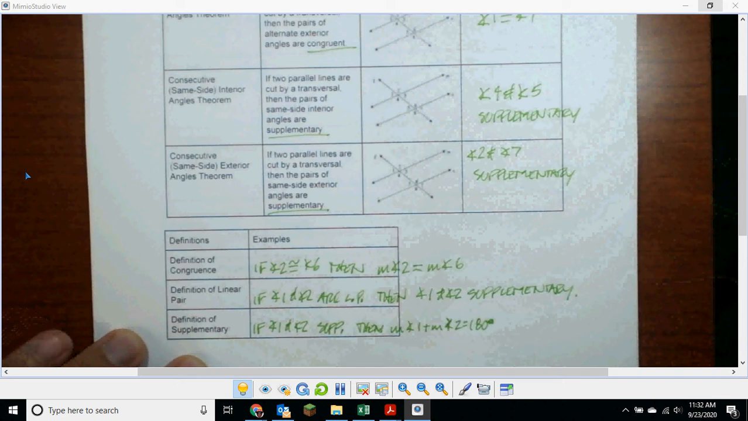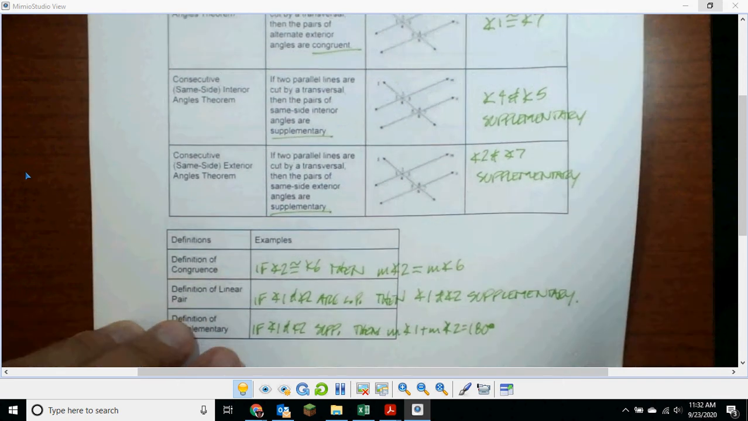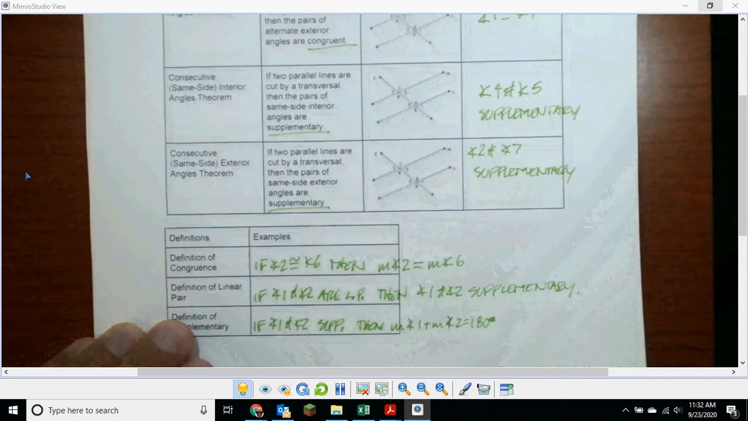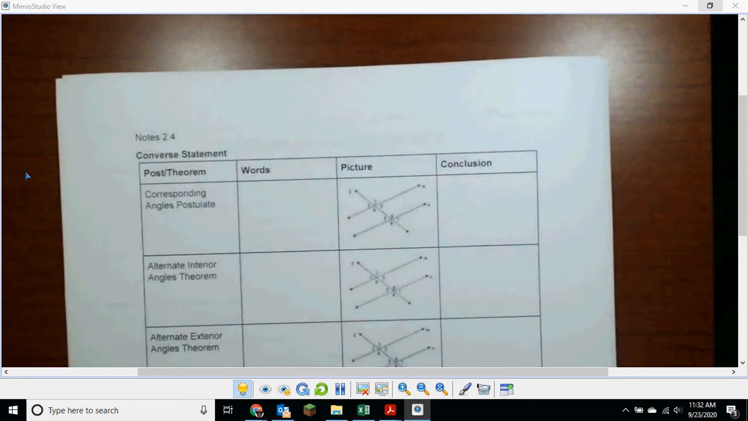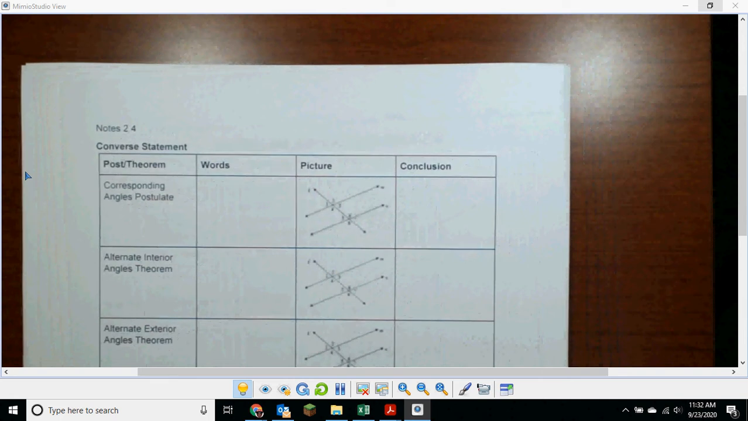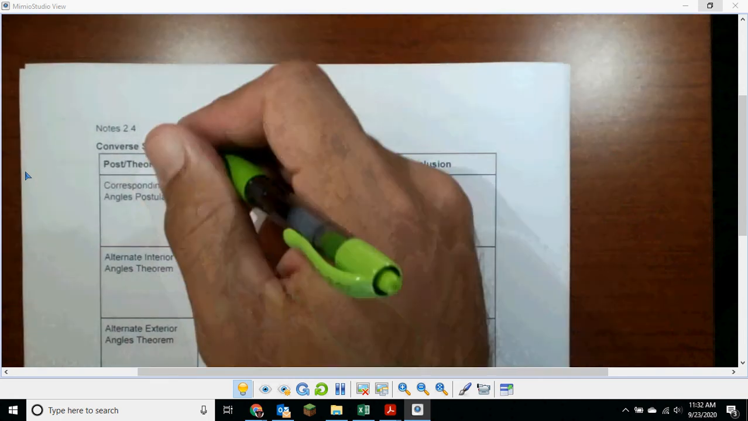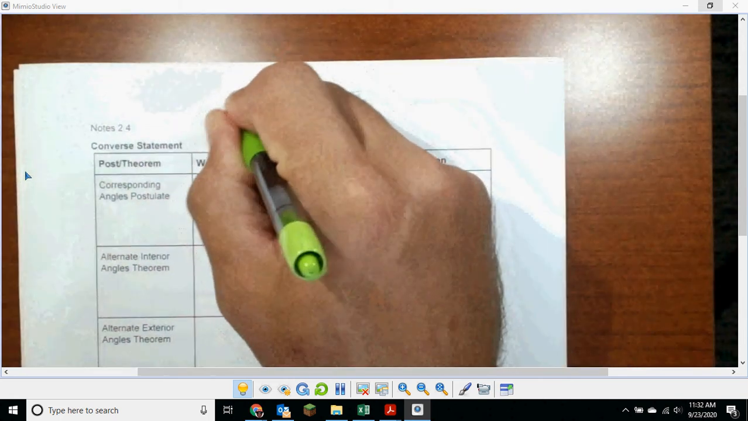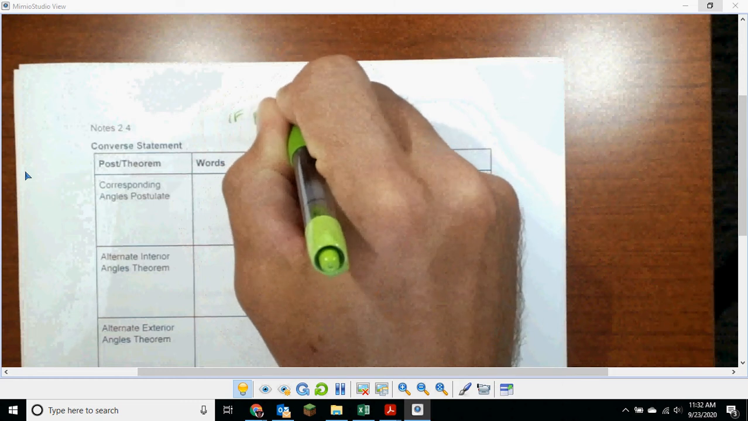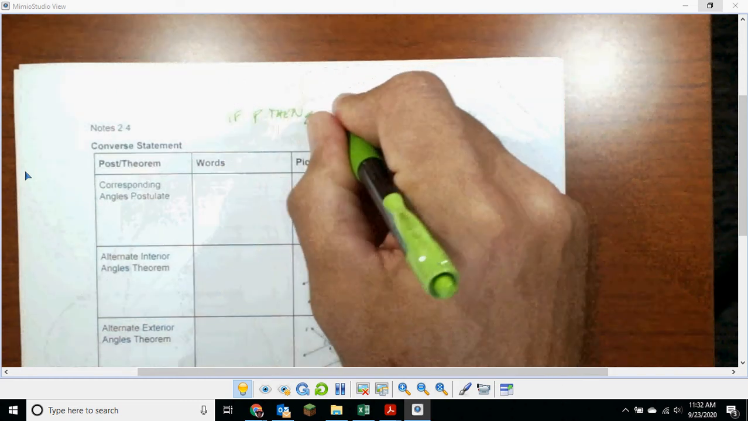So again, just a kind of structured way of thinking that we use in proofs. I hope this all makes sense for you. Let's look at the next page. Now we're going to go backwards. So now we're going to do the converse statement. Remember we have if P then Q as our conditional.